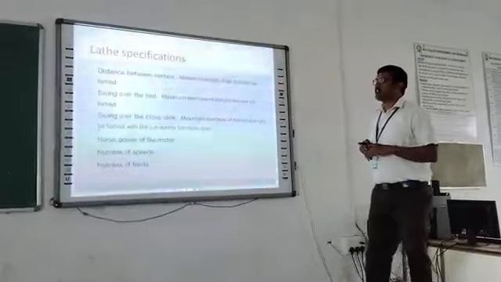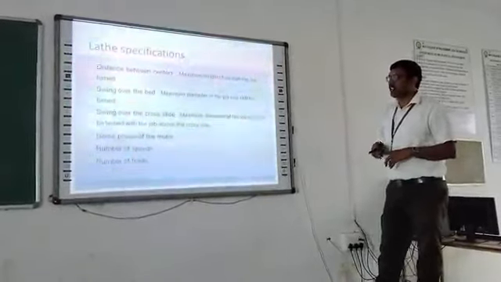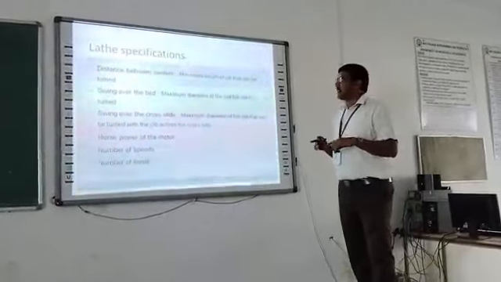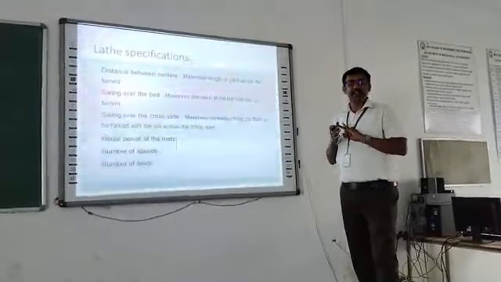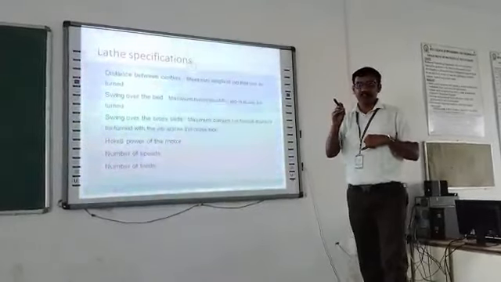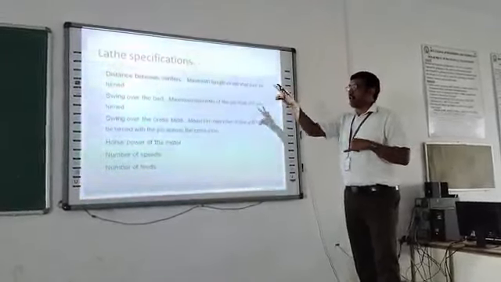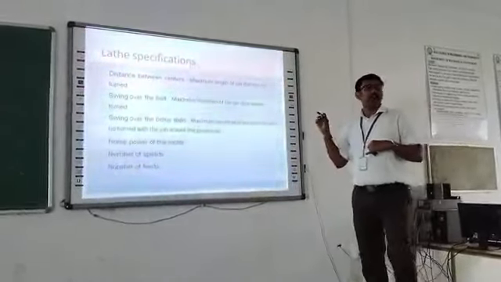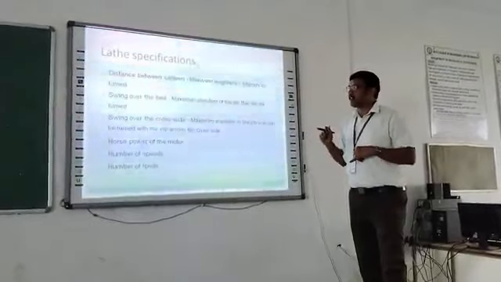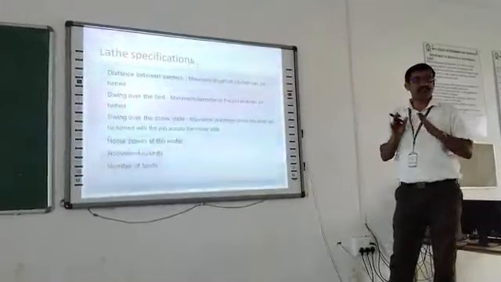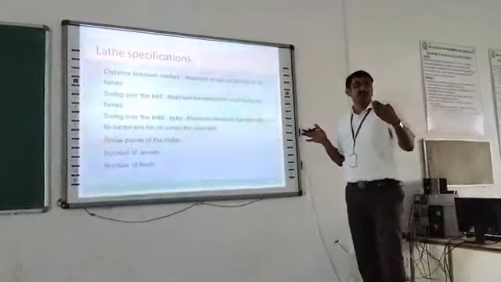These are the main specifications of a lathe. First one is the distance between centers. You have 2 centers. One is the live center, which is the spindle center in the headstock, and the next is the dead center, which is the center of the tailstock. The distance between centers covers the maximum length of the job that can be turned.